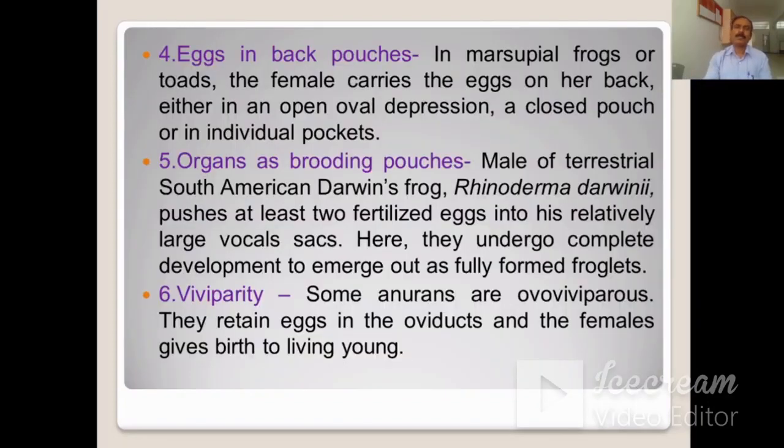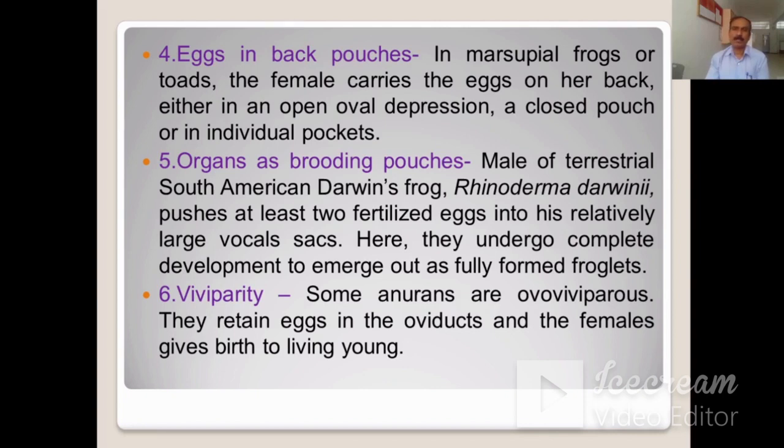The next type is eggs in back pouches. In marsupial frogs or toads, the female carries the eggs on her back, either in an open oval depression, a closed pouch, or in individual pockets. So we have just seen this in the figure. Then organs as brooding pouches.